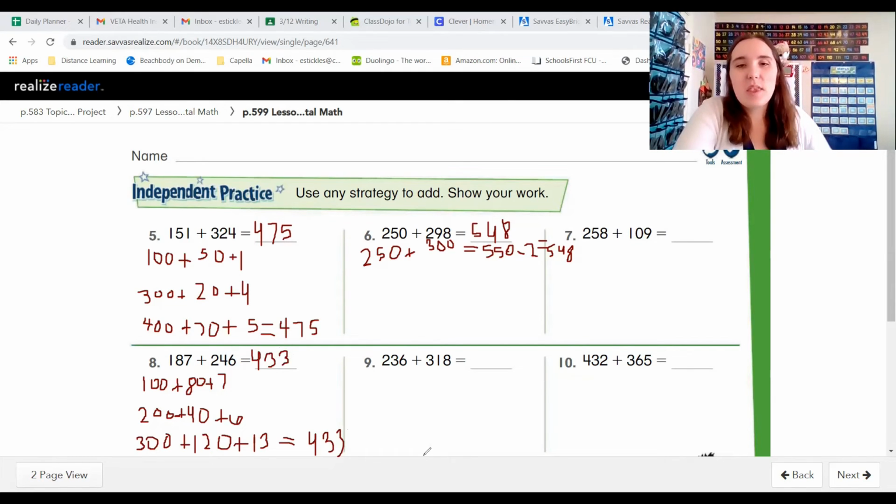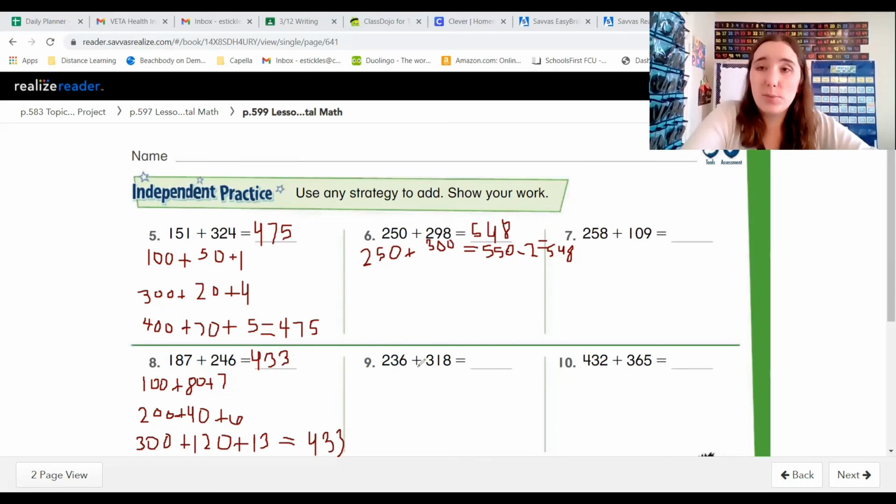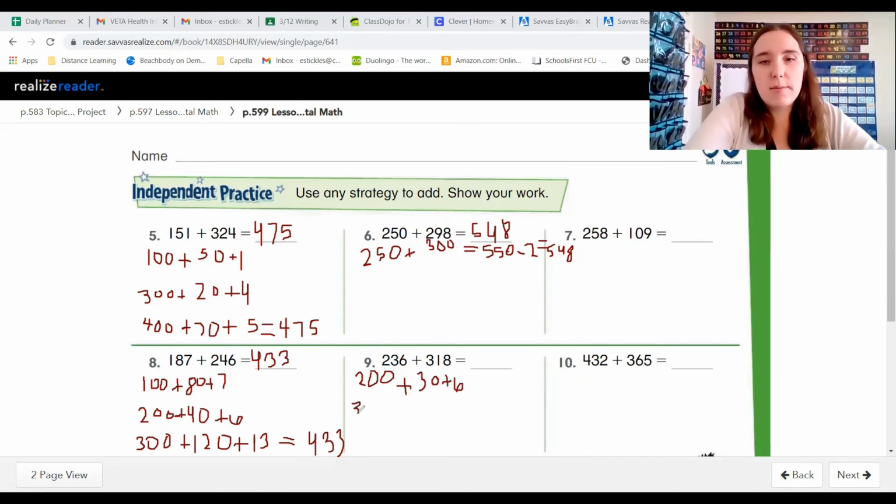Are you ready? I don't see either one of these numbers being super close to an easier number. So I am going to break it down into its place value again. So 236 is the same as 200 plus 30 plus 6. And then 318 is the same as 300 plus 10, plus 8 ones. Now I'm going to add it up.